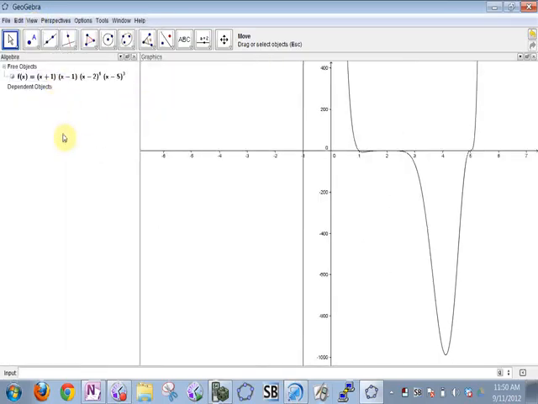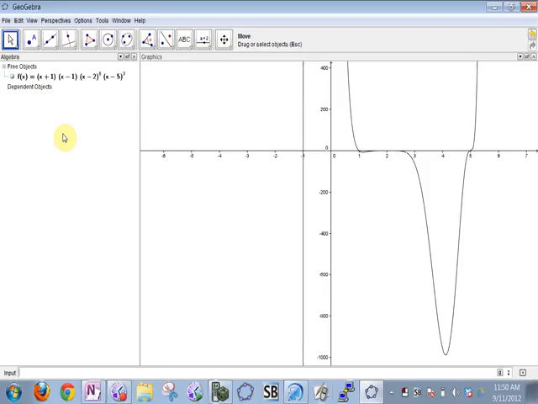So there's the equation I typed in. I typed in x plus 1, x minus 1, x minus 2 to the 6th. So 2 is actually repeated 6 total times. And then I did x minus 5 to the 3rd. So this is in fact a 9. That is a degree 11 polynomial.